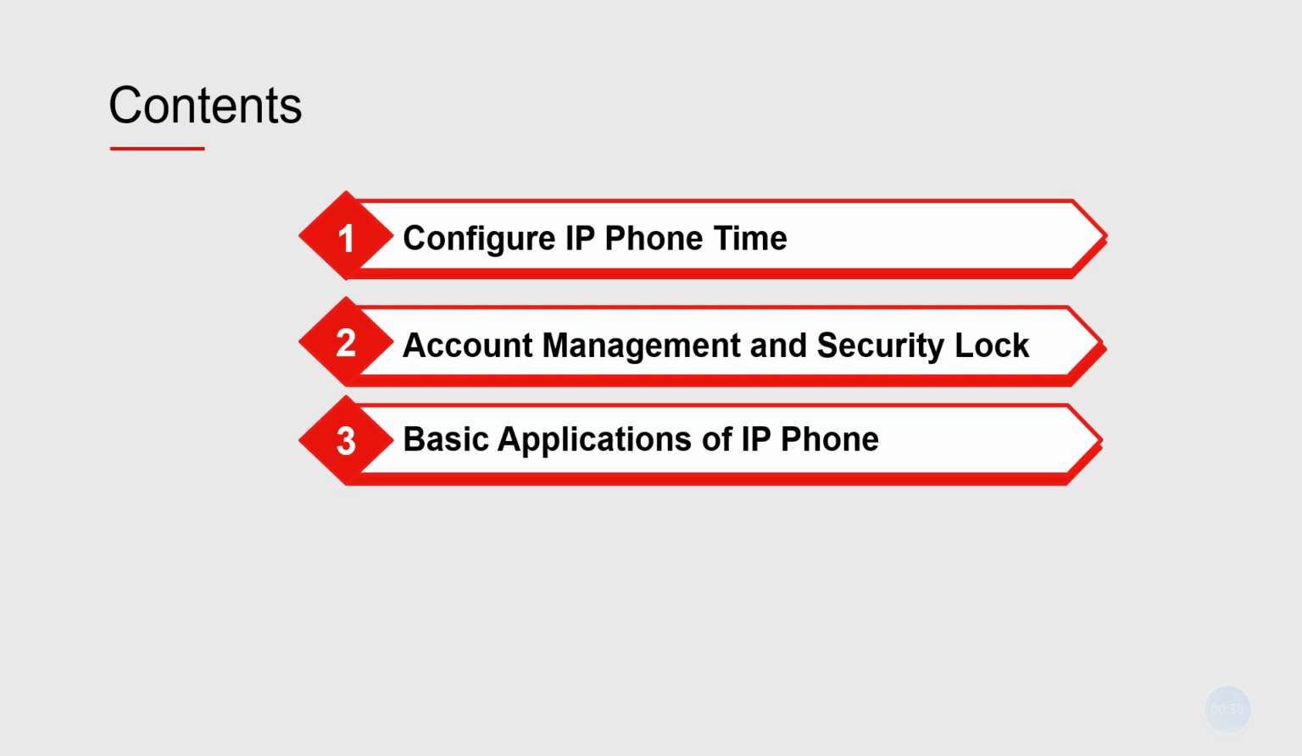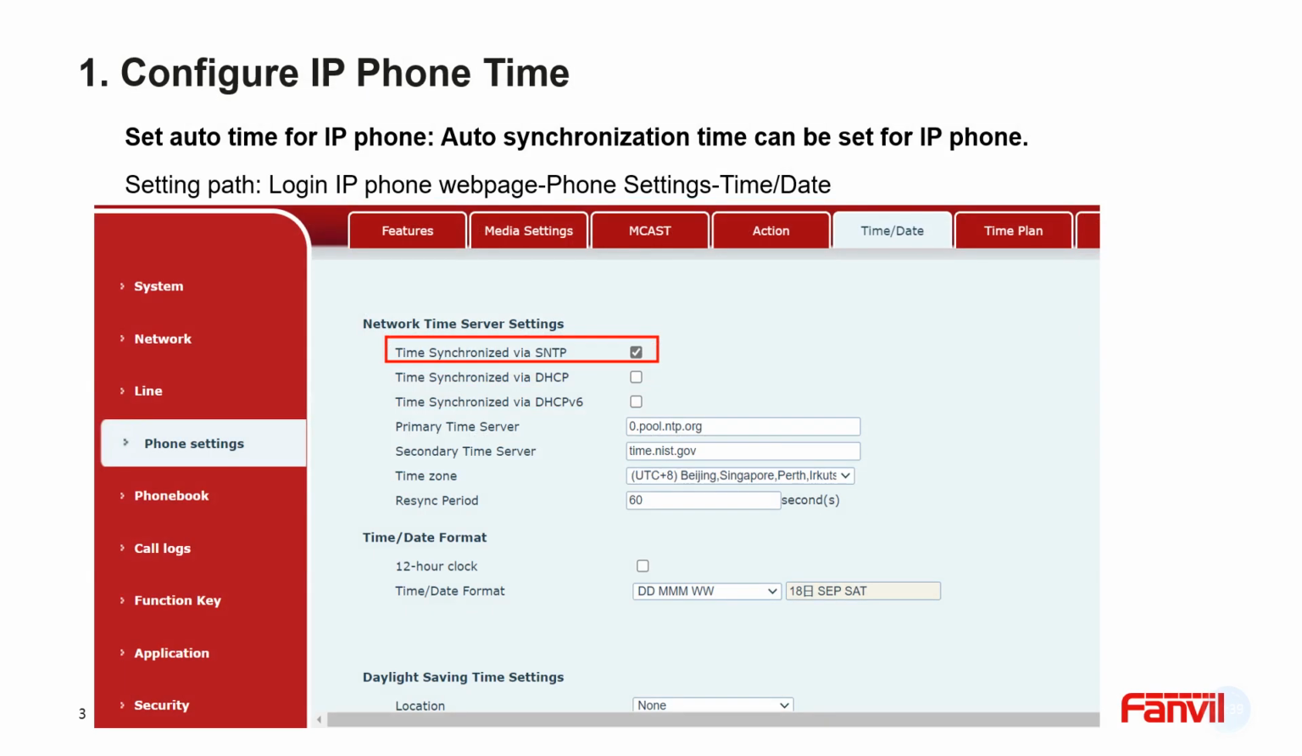Now let's start the first part, configure IP phone time. There are four ways to configure time for IP phone, including three ways to synchronize as the network time. Method 1, SNTP. When using SNTP to synchronize the time for IP phone, actually is to configure the primary server and the secondary time server. The address could be IP or domain name. If there is no response from primary server, then it will automatically switch to the secondary server, and the time will be updated regularly when the phone is running.